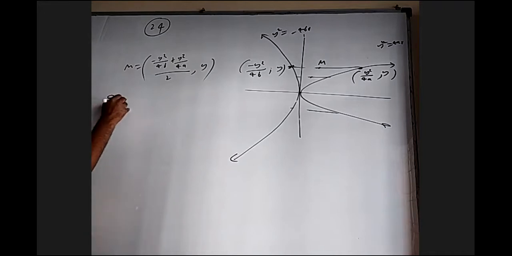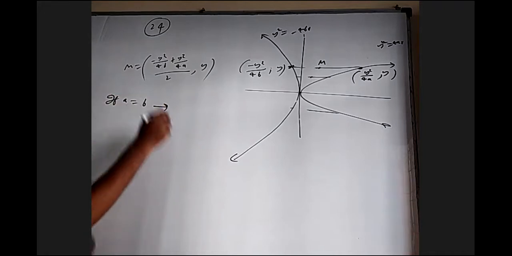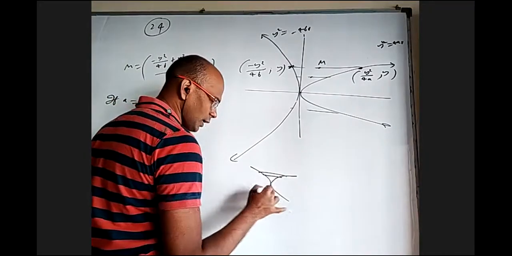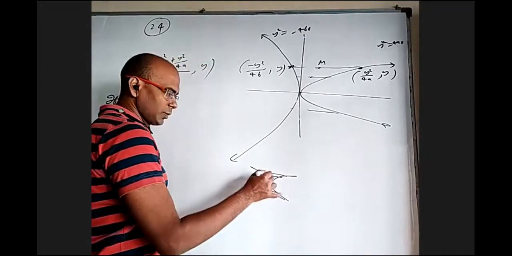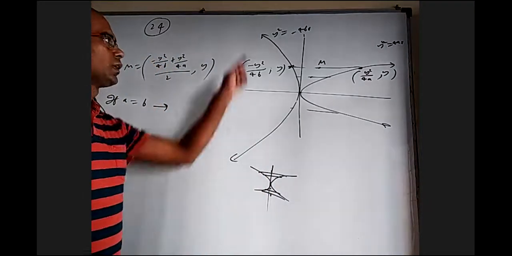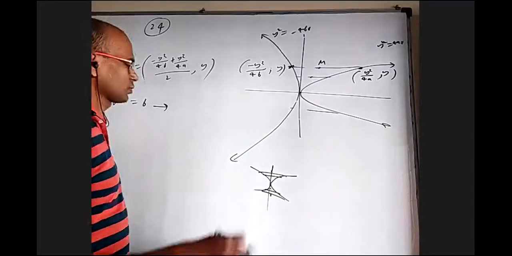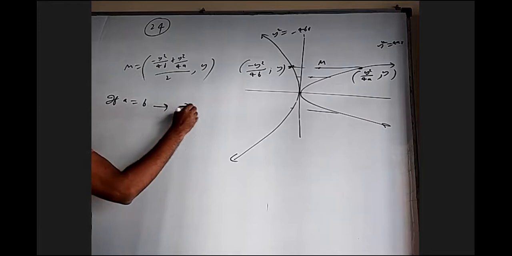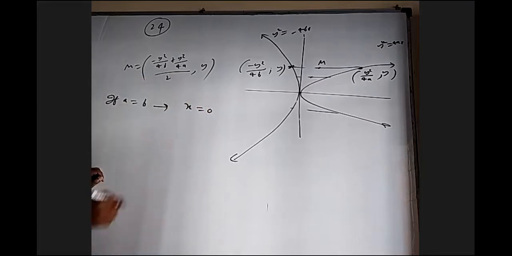If a equal to b, then obviously we can see the two parabolas will have same size. All the lines parallel to x-axis, when you take the midpoints, are all on the y-axis because it's perfectly mirror image of each other. You would have got y-axis, which is x equal to 0. You can see that if a equal to b, these two are same. You will get x equal to 0 as the locus of M.